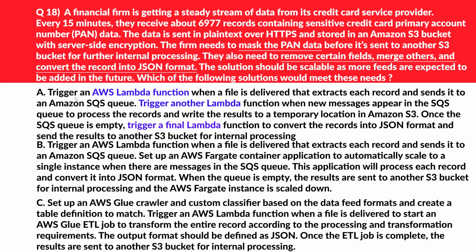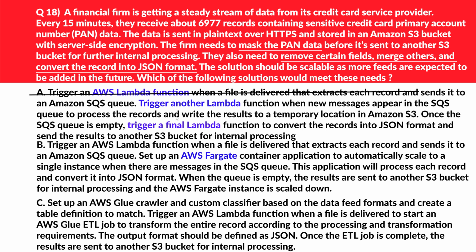Option A says trigger an AWS Lambda. I'm not reading out the entire option, but if you read it, you'll find there are finally three Lambdas here. One here, and there is another, and a final Lambda trigger. Since option A uses multiple Lambda invocations, which could be inefficient and costly. Also, it doesn't specify how the PAN data will be masked, which is also required by the question. Therefore, option A is out.